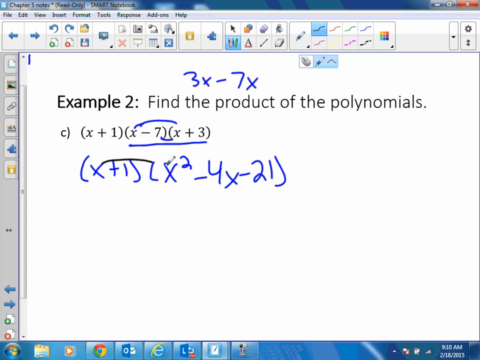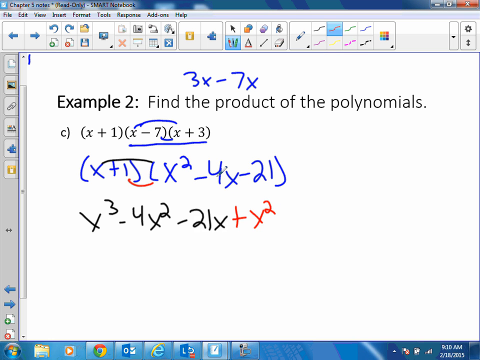x to each part. So x times x is x cubed, or x times x squared is x cubed. X times negative 4x squared. X times negative 21 is negative 21x. Then I go to the 1 and I'm going to distribute that to each part. So 1 times x squared is x squared. 1 times negative 4 is negative 4x. And 1 times negative 21 is negative 21. Pretty much just 1 times all that remains the same.